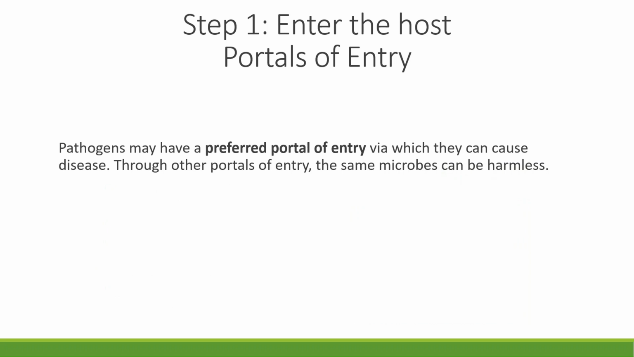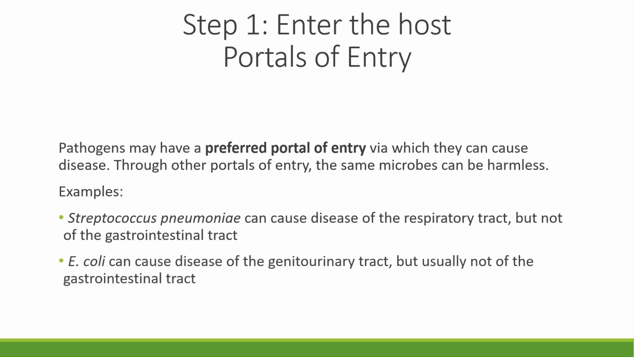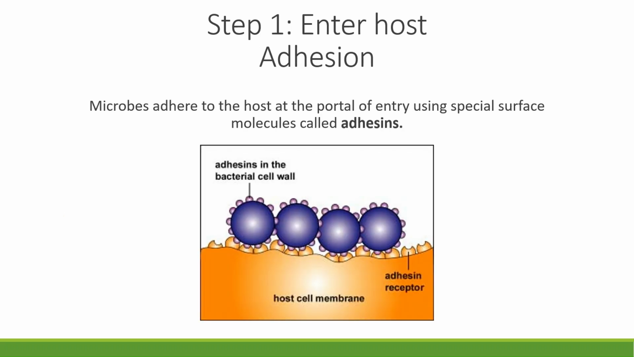Some pathogens require a special entry portal to cause disease. For example, Streptococcus pneumoniae causes respiratory disease, but not gastrointestinal disease. And again, E. coli can cause infections in the genitourinary tract, but not usually in the gastrointestinal tract. After entry, microbes must adhere to host cells. They do this using surface molecules called adhesins, which allow them to attach firmly at the portal of entry.